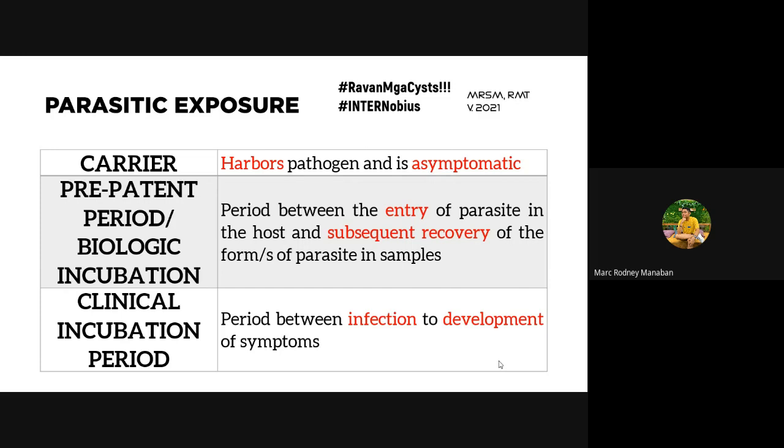Okay, so we continue with parasitic exposure, the different conditions that can be felt if we have the parasite. Starting with, of course, the carrier. When you say carrier, same principle as your reservoir. You harbor the pathogen, but you remain asymptomatic. You have it, but again, you don't experience any symptoms.